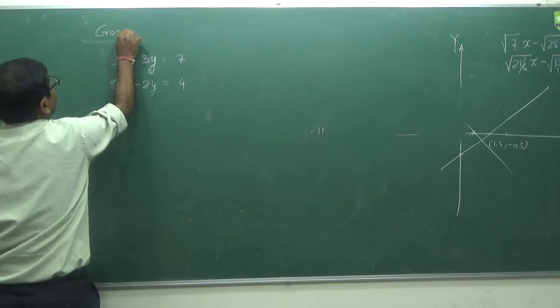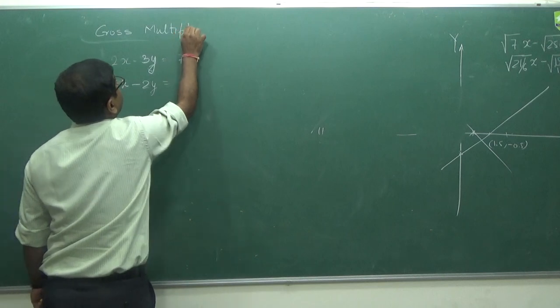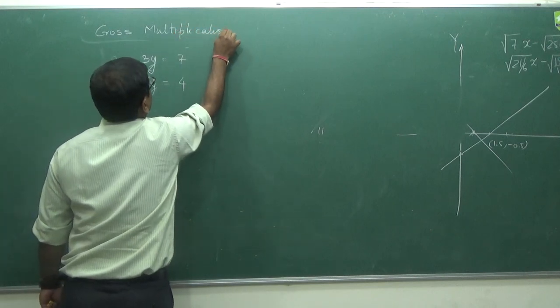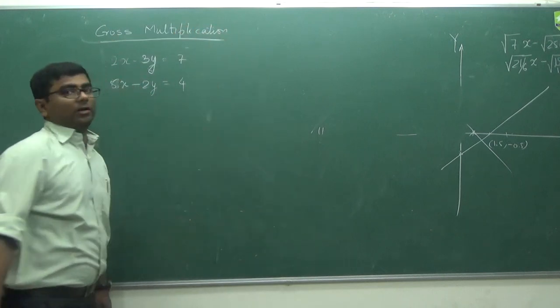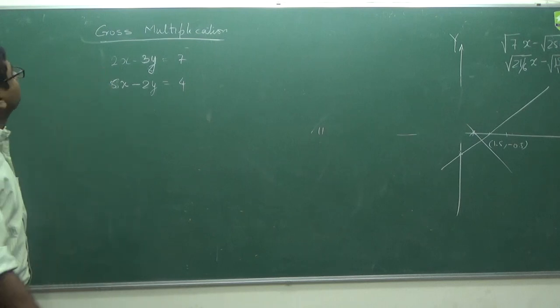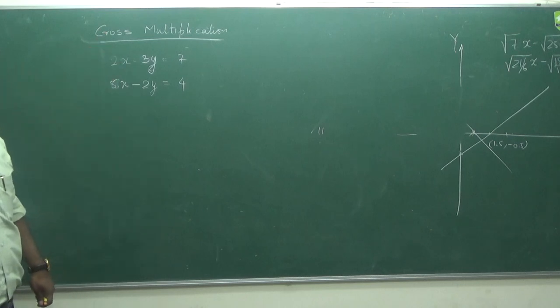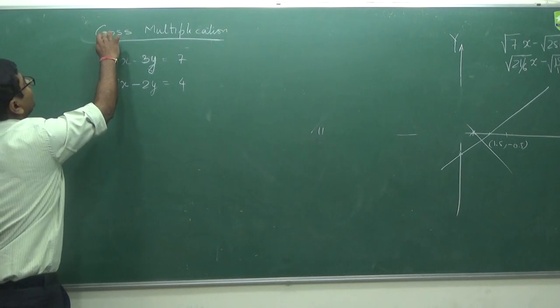Cross multiplication. First of all, write these cross multiplication. Cross. What is it? It looks like a G. Cross, huh? Gauss multiplication. Gauss.